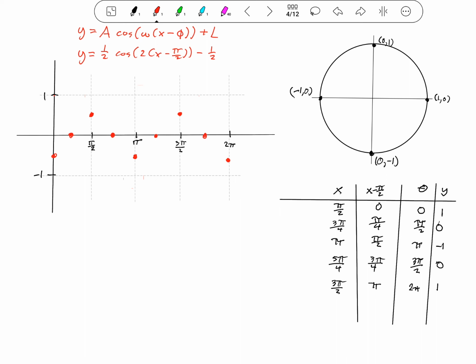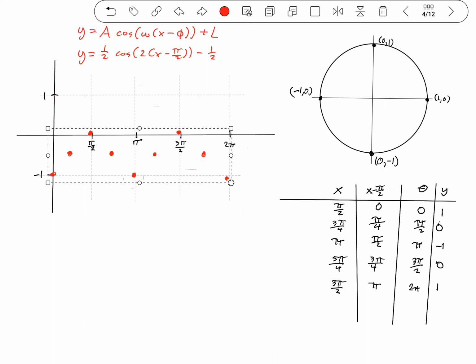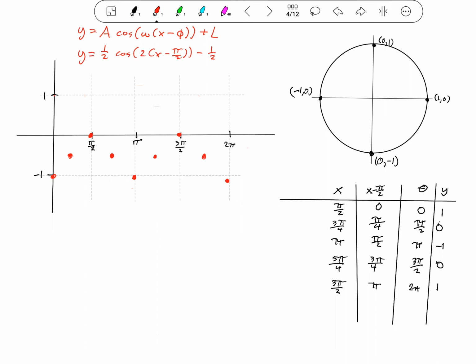And then this whole thing is being moved down by 1/2. The minus 1/2 at the end moves the whole thing down by 1/2. So if I take that whole thing and I move it down by 1/2, I'm left with these points that I just now have to draw the appropriate graph for. And of course, that continues forever in each direction. And that is the graph of y equal 1/2 cosine 2 times x minus pi over 2 minus 1/2.